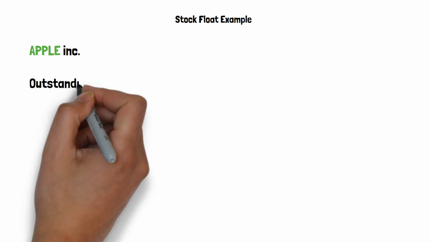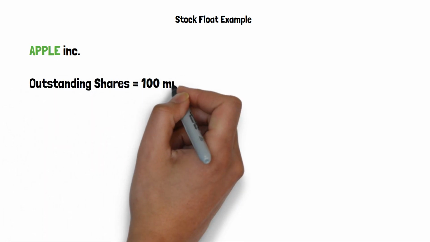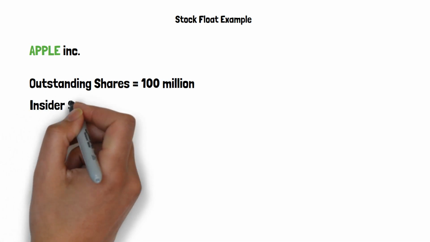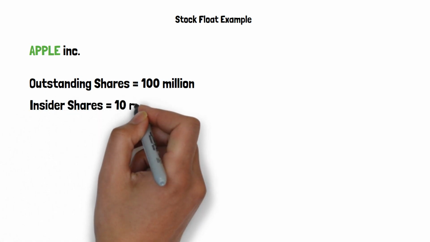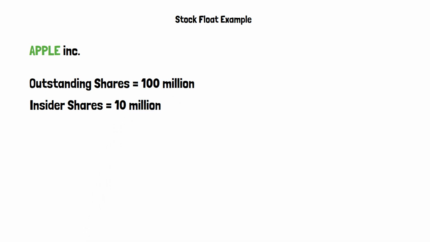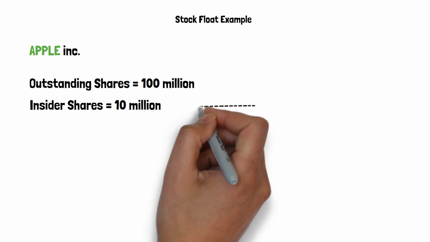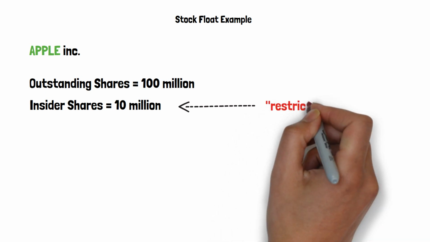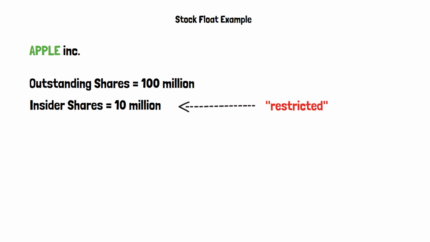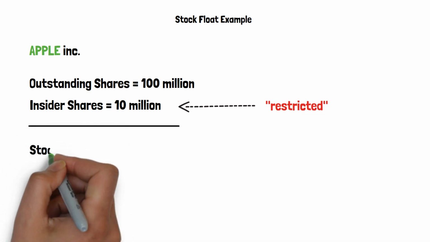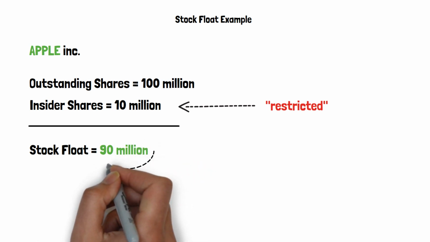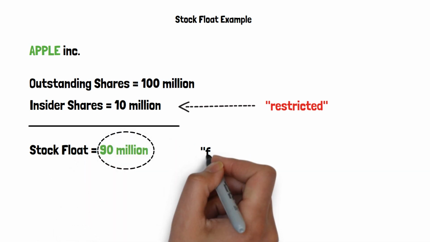Let's assume that Apple has 100 million shares outstanding, but 10 million of those shares are held by insiders who purchased these shares through some sort of employee share distribution plan. Employees are restricted from trading these shares for a period of time, usually up to a year or so, and as such, these shares are considered to be restricted. As such, a company's stock float in this scenario would be 90 million. While there are 100 million shares outstanding, only 90 million are available as float for trading.